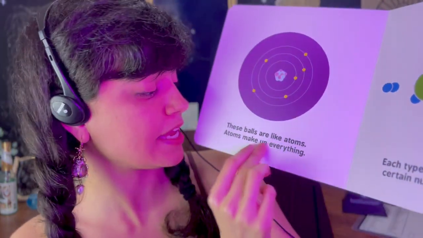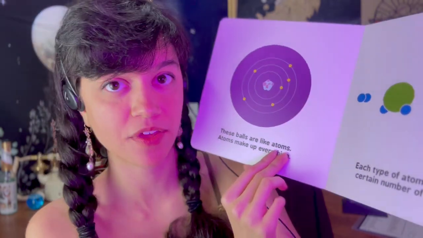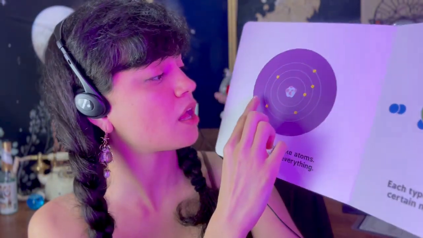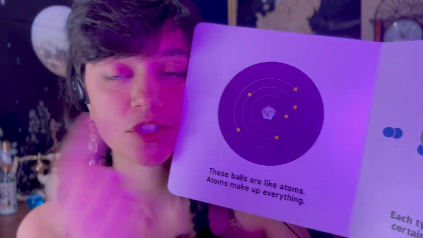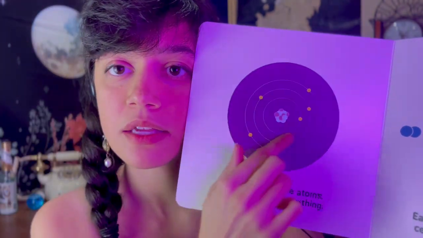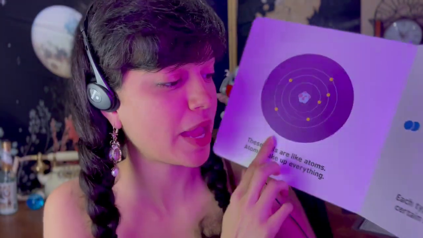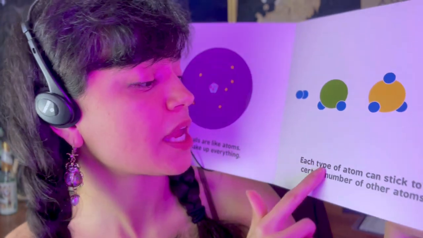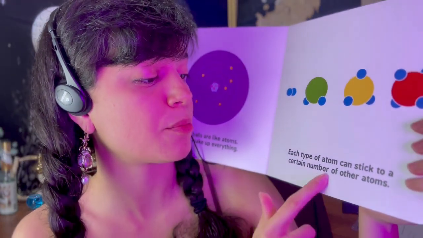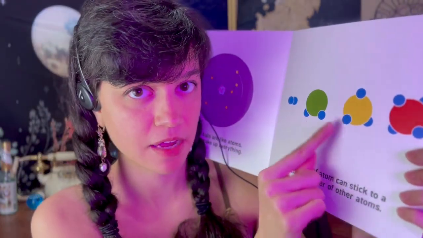These balls are like atoms. Atoms make up everything. As they start to build, they'll start to make up everything. Each type of atom can stick to a certain number of other atoms, as already covered.